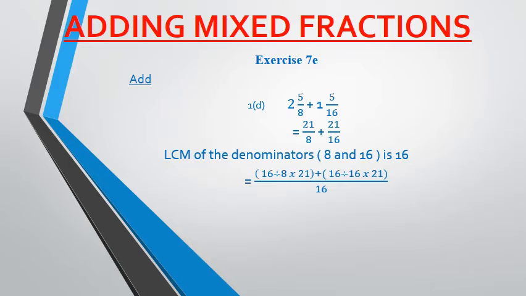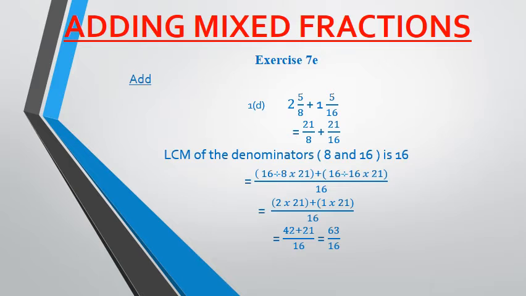So when we solve it, what do we get? 16 divided by 8 is equal to 2. So 2 multiplied by 21 plus 16 divided by 16 is equal to 1. So 1 multiplied by 21 upon 16, which in turn is equal to 42 plus 21 upon 16, which is equal to 63 upon 16. So now this is an improper fraction.